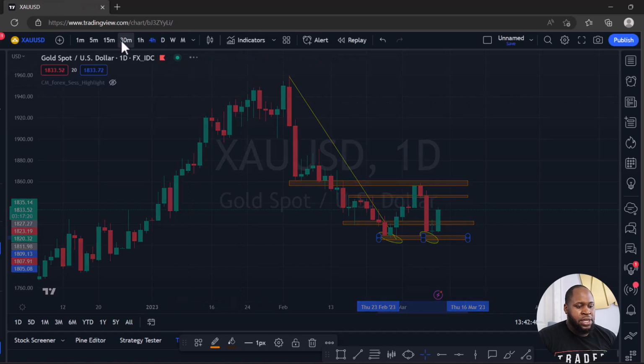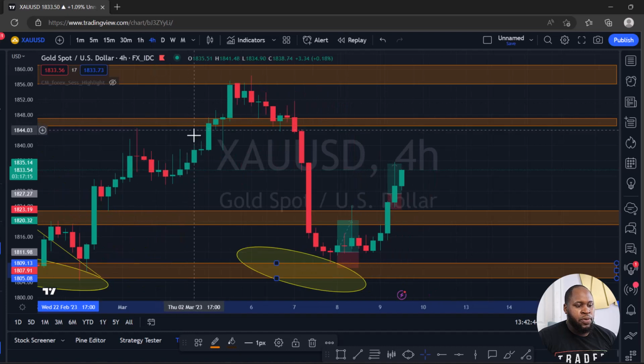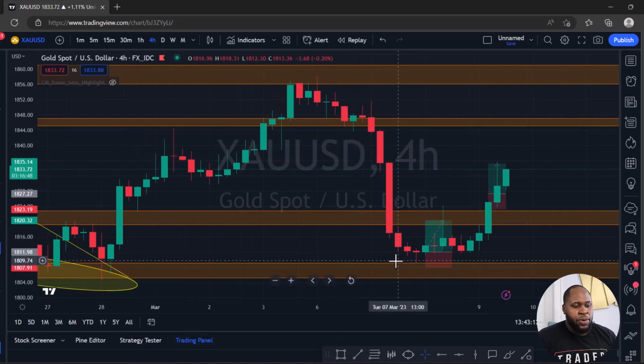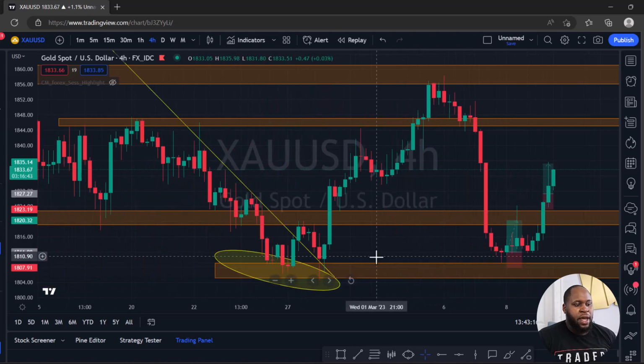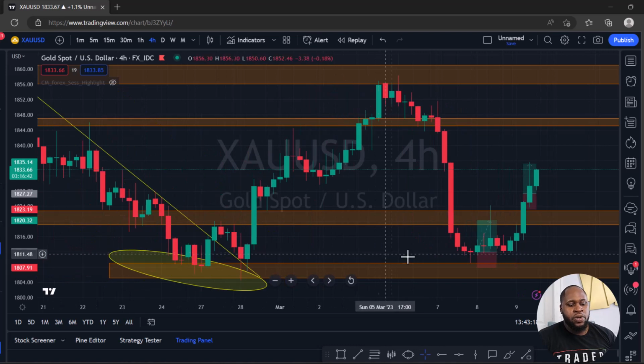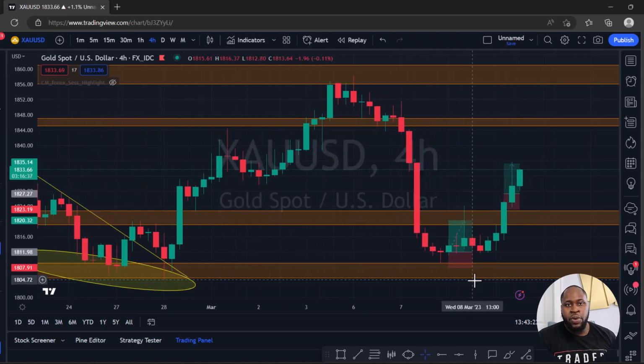Now, if we go to the lower time frame, we get a better perspective of what was going on. So let me remove these things so it's a bit clearer. So now this is where we are. We got to this area of support right over here. And now we want to see if price is going to break this level of support or if this level of support is going to hold.